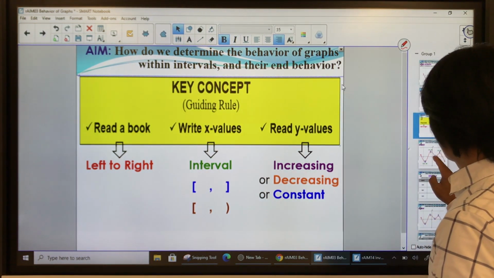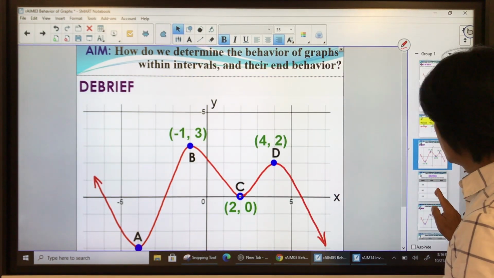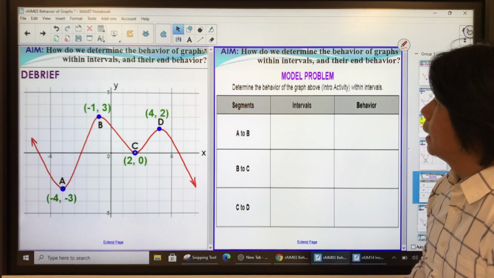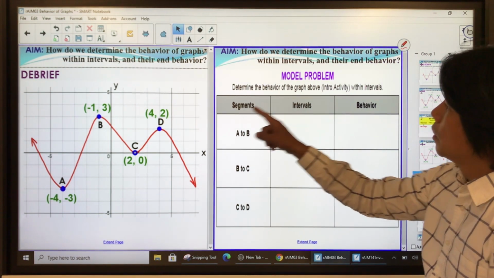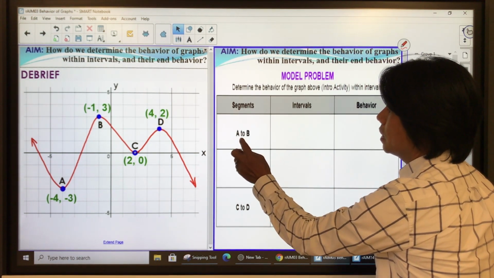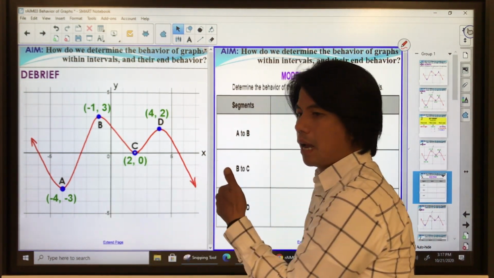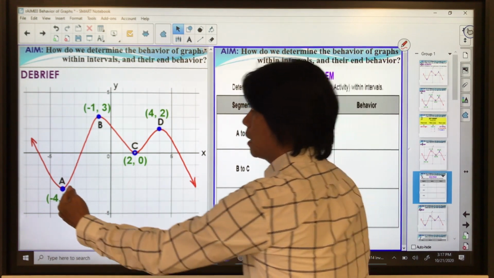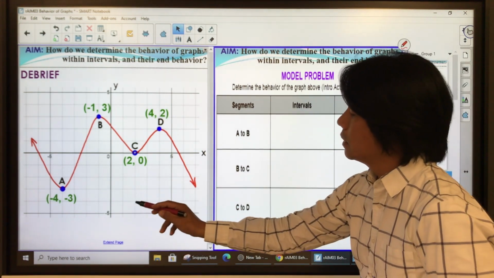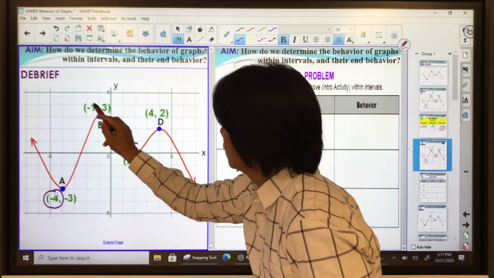Let's take a look at the model problem. So we're going to use the same graph that we did in the intro activity. So we are going to determine the behavior of the graph, which is the intro activity, within intervals. So we have the segments here, A to B. So from A to B, again, the guiding rule is read from left to right. So from A to B. There you have it. So what's the interval? The interval is writing the x values.